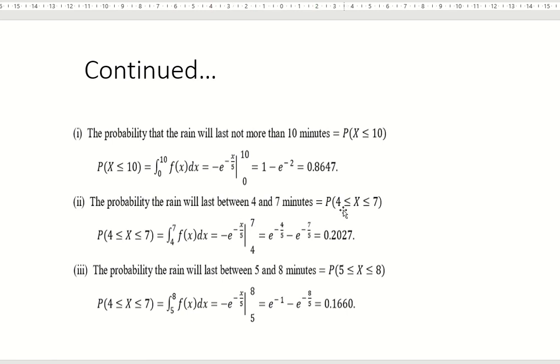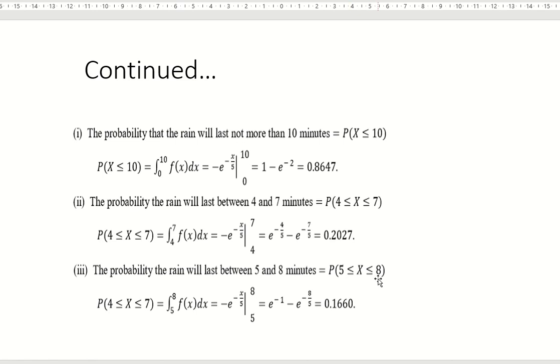Next, probability that rain will last between 4 and 7 minutes. That means they have given lower limit as well as the upper limit. So what is p of 4 less than or equal to x less than or equal to 7? Integration of f of x dx, limits from 4 to 7. That is minus e power minus x by 5, 4 to 7. Apply upper limit minus lower limit. Here the minus sign is there outside. If you simplify, you will get e power minus 4 by 5 minus e power minus 7 by 5 equal to 0.2027, right?